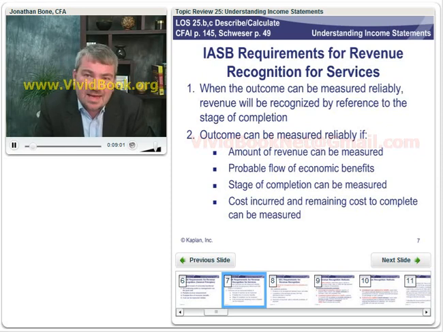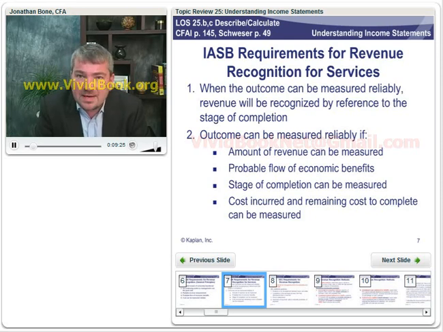Now notice the outcome can be measured reliably if the amount of revenue can be measured, i.e. we can put a dollar value on the sales figure. It's going to lead to a probable flow of economic benefits, i.e. the customer is likely to pay us, and we can measure the stage of completion of providing the service. Notice as well we need to know the cost incurred to date and the remaining cost to complete the service or the provision of the service.